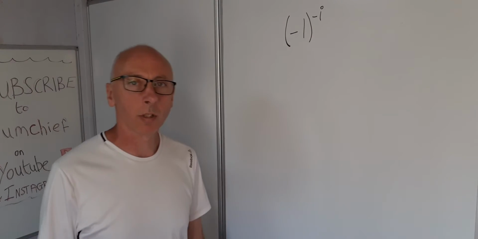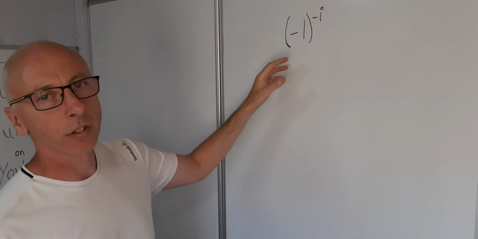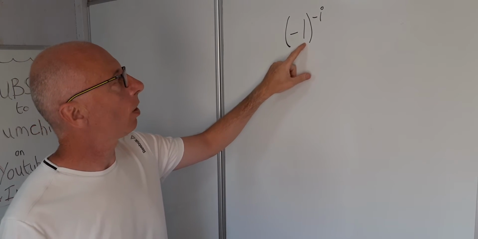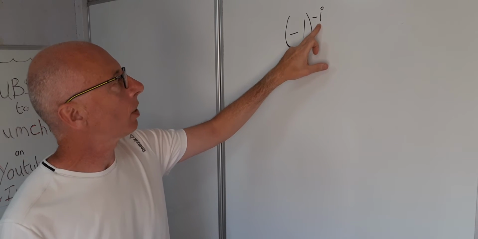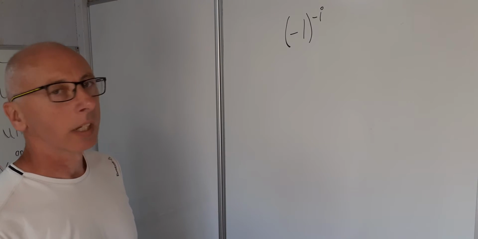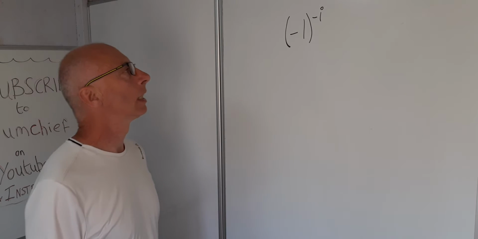Okay, so we're going to look at some complex analysis and the algebra concerned in some complex analysis. So here we have a term, minus 1 to the power of minus i. As we can see, we've got the imaginary unit here in the index. So how are we going to go about dealing with this and evaluating what it could be worth?